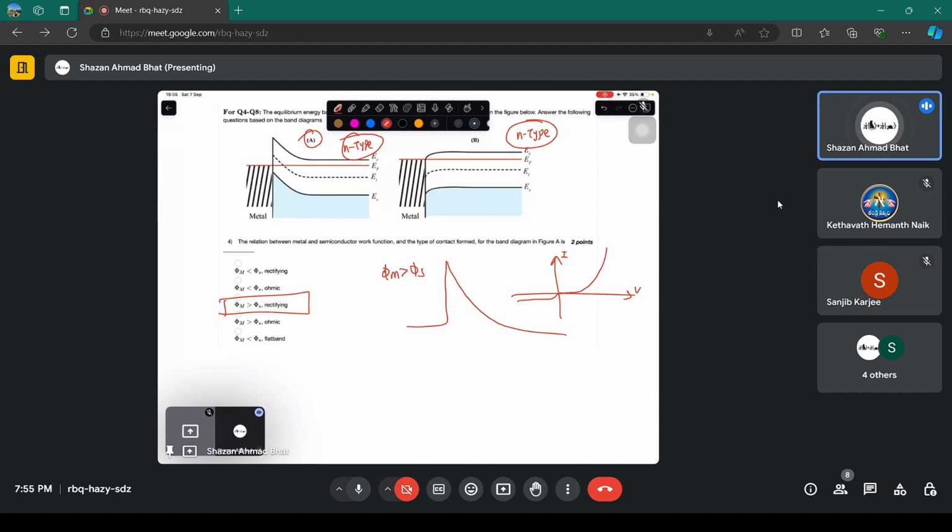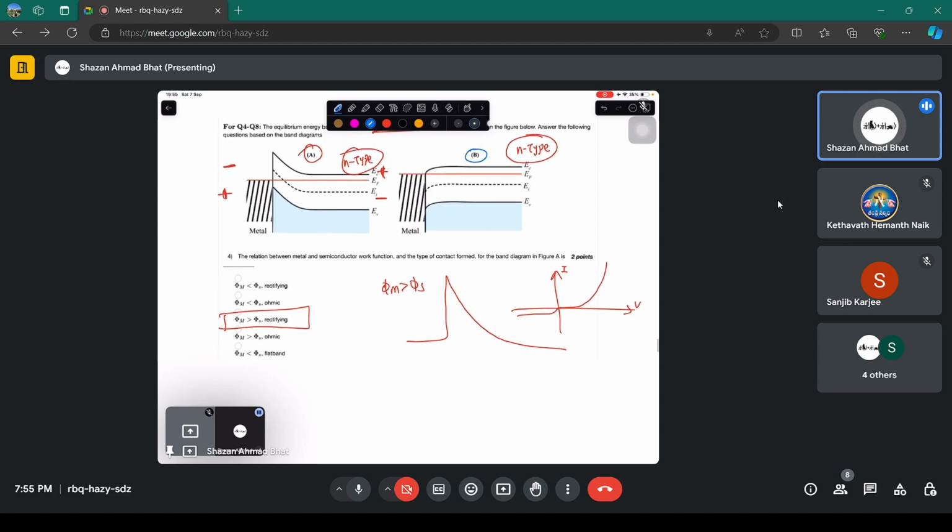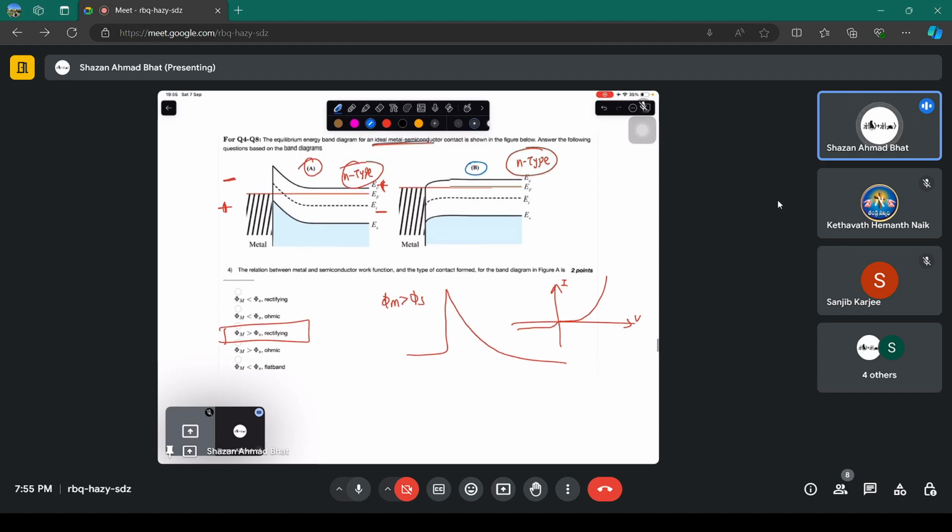If you apply a reverse bias, meaning negative to this and positive to this, it is going to act like an off switch. Forward bias means positive here, negative here. Now, what is for the B part? For the B part, you can see that it's an ohmic contact, because what is going to happen here? It's going to conduct something like this. The IV is going to look something like this.